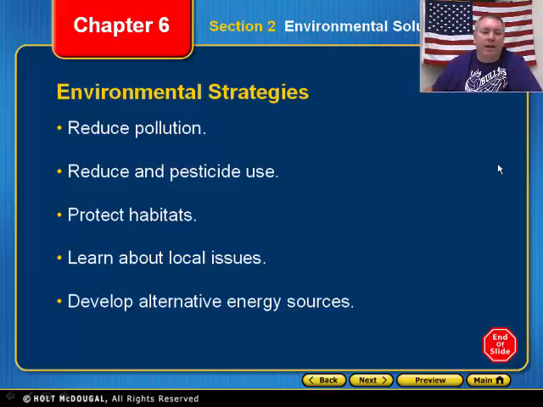Now, there are 5 strategies that we can use to help protect our environment. We can reduce the amount of pollution that is out there. We can reduce the amount of pesticide use out there. We can protect habitats. We can learn about local issues and stuff.